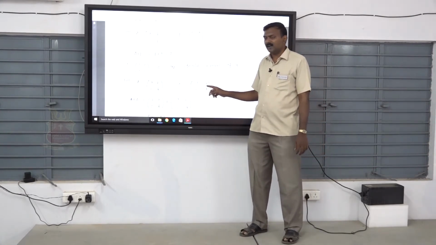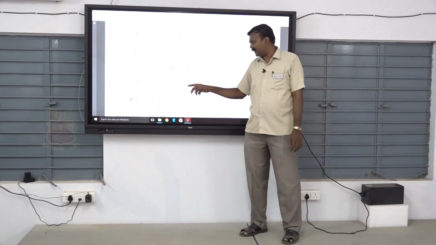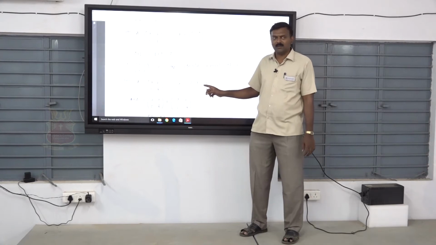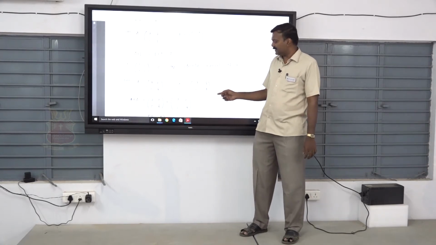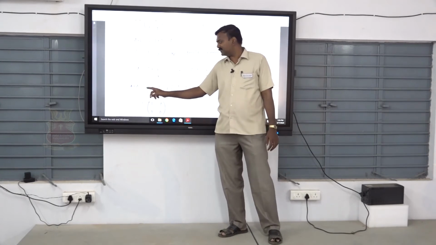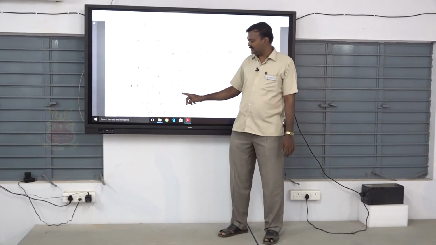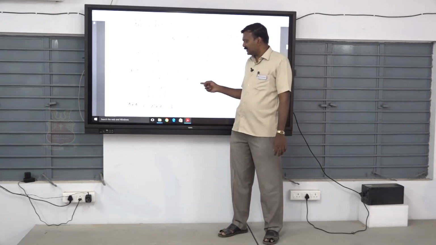These elements belong to R. Therefore, we form the matrix A dash equal to minus A, minus B, minus C, minus D. Then add the two matrices: A plus A dash equal to A, B, C, D plus minus A, minus B, minus C, minus D. Then what is the answer?